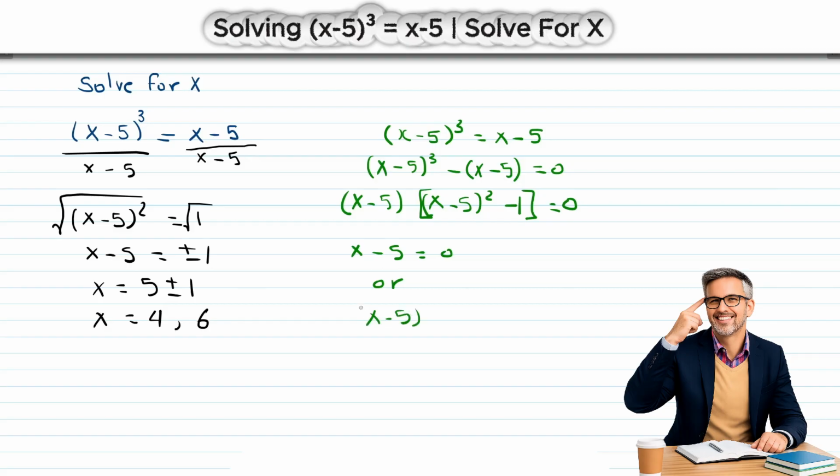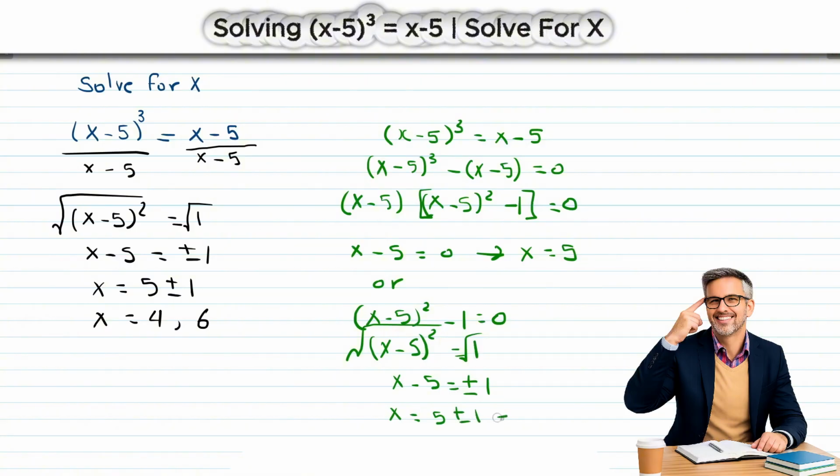or (x - 5)^2 - 1 equals 0. And now the x - 5 equals 0 is just going to give me x equals 5. And this here will just solve it by moving the negative 1 to the other side. Now square root both sides, and we end up with x - 5 equals plus or minus 1. And therefore, x equals 4 or 6.